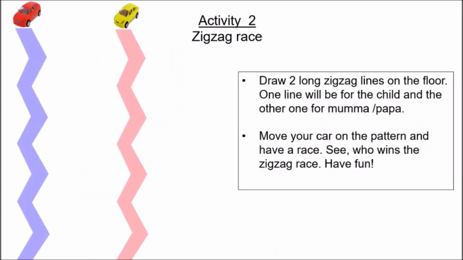Activity 2, zigzag race. You can play this game with your mama or papa. Draw two long zigzag lines on the floor with different colors. One line will be for the child and the other one for mama or papa. Move your car on the zigzag pattern and have a race and see who wins the zigzag race. Have fun, children, doing these activities.